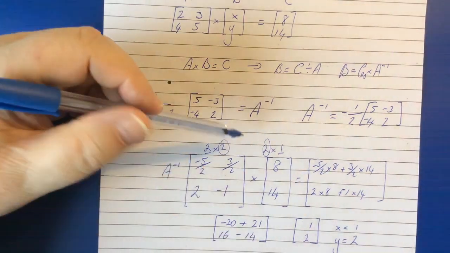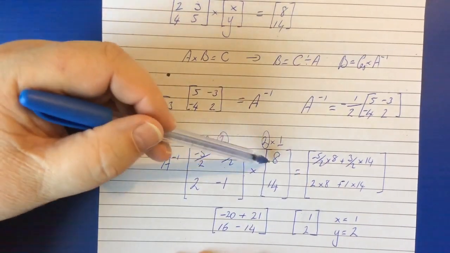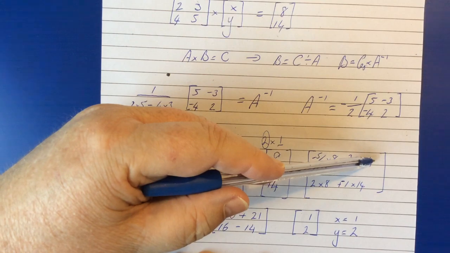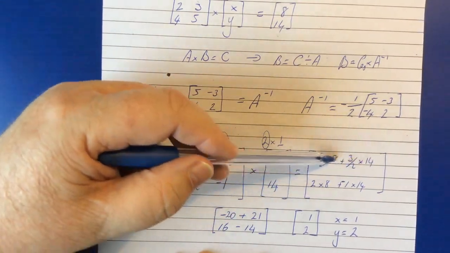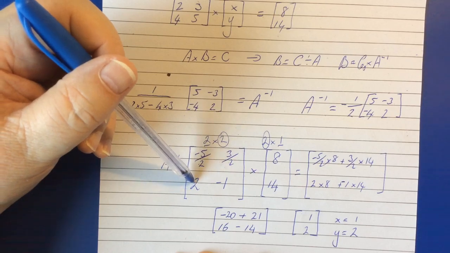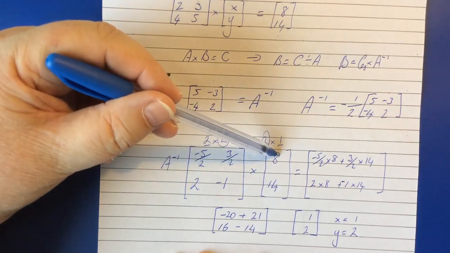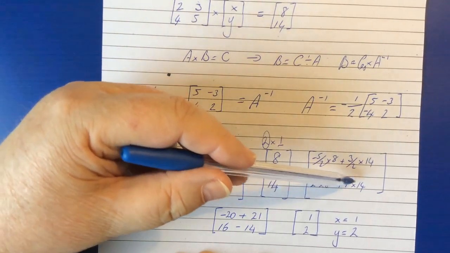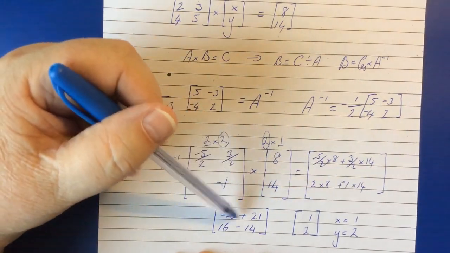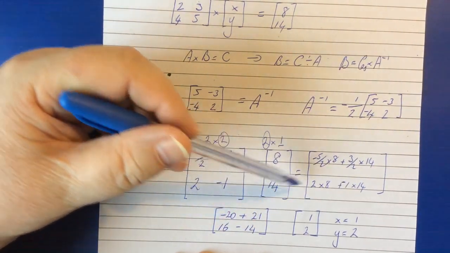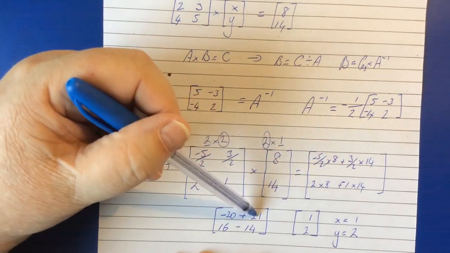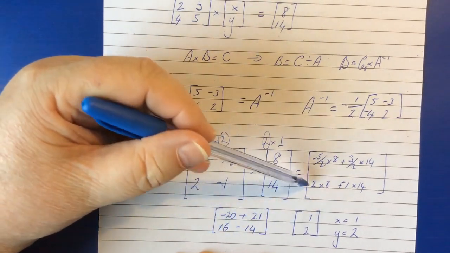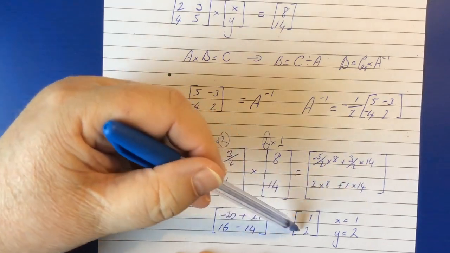Okay, so when we do that, we get negative 5 over 2 times 8 plus 3 over 2 times 14. And that gives us these values up here, and we eventually add those. Then we take the second row, 2 times 8, plus negative 1 times 14. When we sort all that out, we get negative 20, which is this value here, plus 21, which is this value here, which gives us 1. And 2 times 8 is 16, minus 14, which gives us 2.